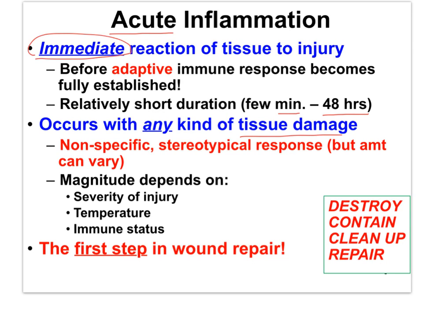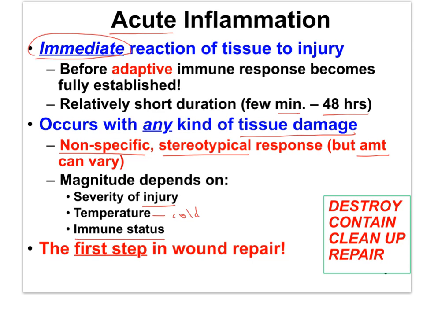Any type of tissue damage leads to inflammation. Remember that it's non-specific, so it doesn't matter what the cause of the damage was. It's stereotypical, which means it happens the same way every time, but it can be more or less severe. So how severe it is depends on how bad the injury was. Also, other issues like temperature. If you have an inflammatory response, one of the things that you can do to minimize it is use cold compresses. It also, of course, depends on your immune status.